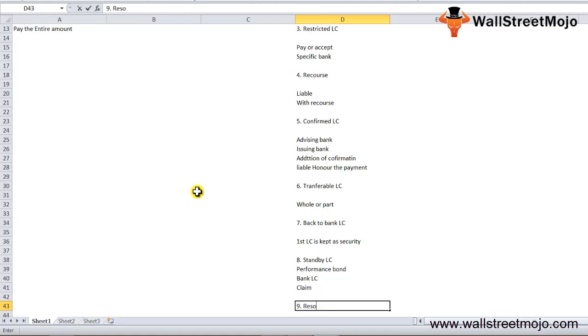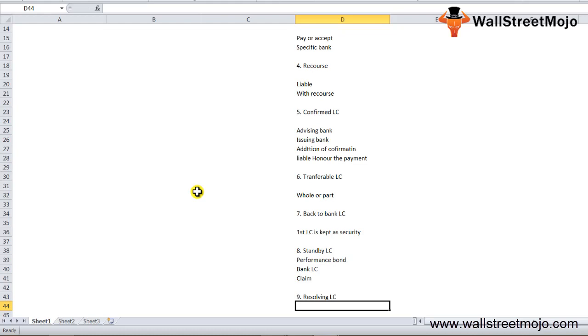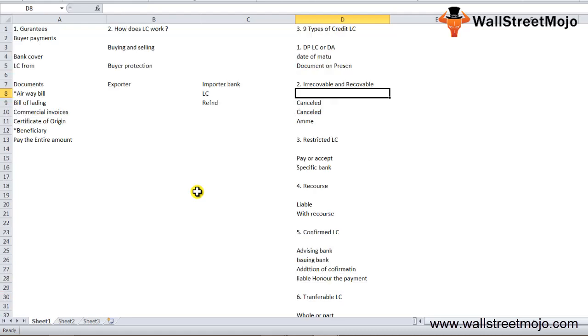Ninth is called revolving LC. Here the applicant is allowed to use the LC facility again based on the withdrawals and the payments made against the LC. So these were the nine types of LC. The next I'll discuss is the features.